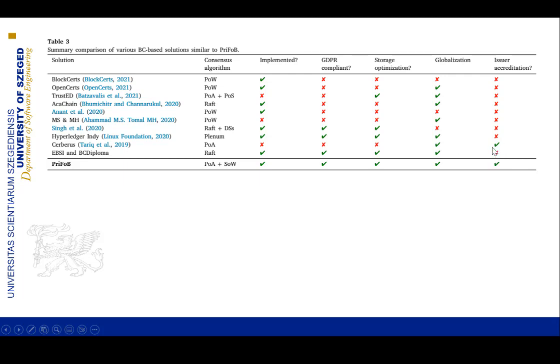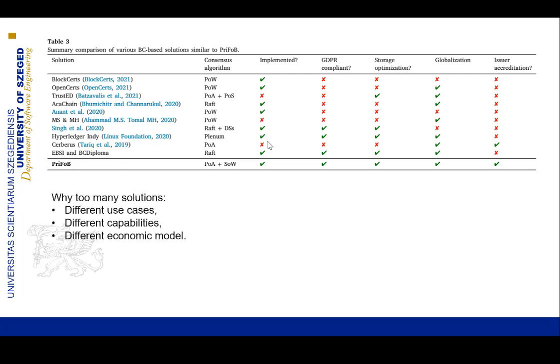And the only one solution that proposed issuer accreditation was actually a theoretical proposal and was not implemented. All right, so we do have a lot of solutions, and the question is, the aim of SSI applications is to standardize. So why do we have a lot of solutions? Why don't all of them use the same solution with different naming, for example?